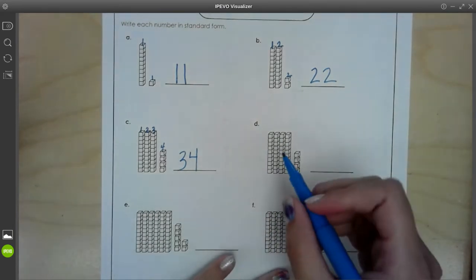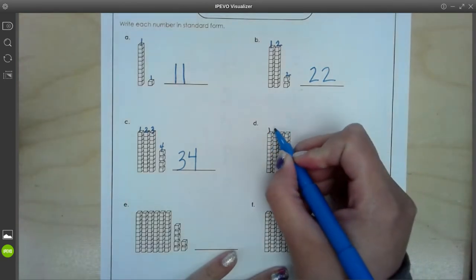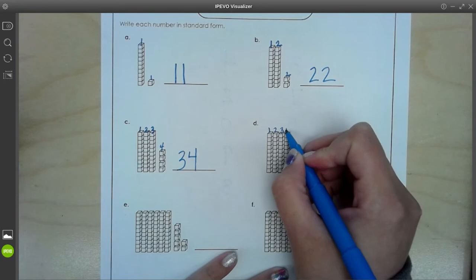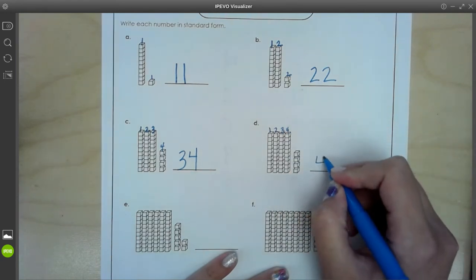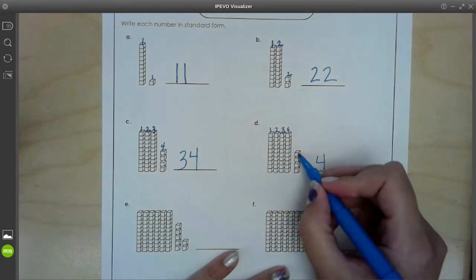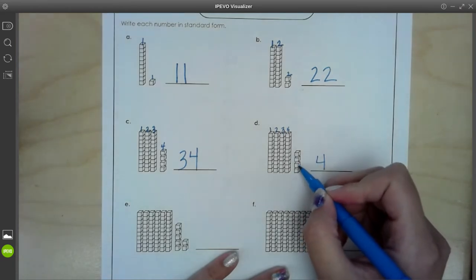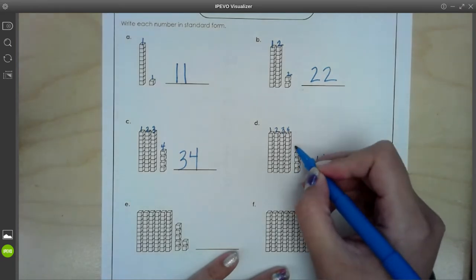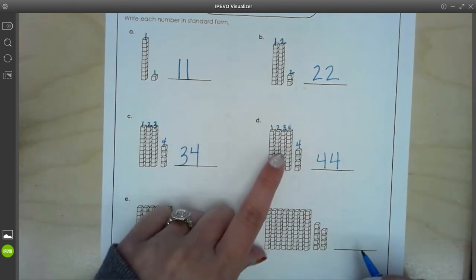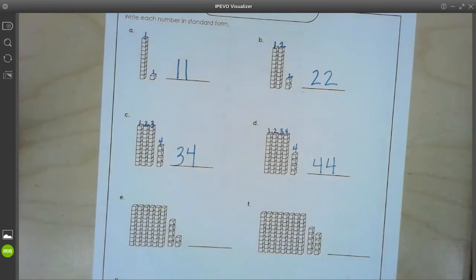Next one, let's count the tens. We've got 1, 2, 3, 4. So we have 4 tens blocks. And ones, we have 1, 2, 3, 4. So 4 ones. So these place value blocks show us 44.